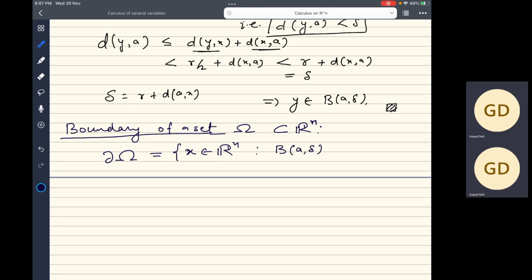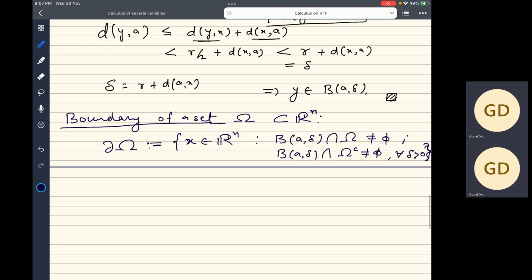This means it is the set of all those points of Rn such that these balls intersect with omega as well as omega complement, and this is true for each ball, meaning this is true for all delta positive. So this is how we define the boundary of omega.